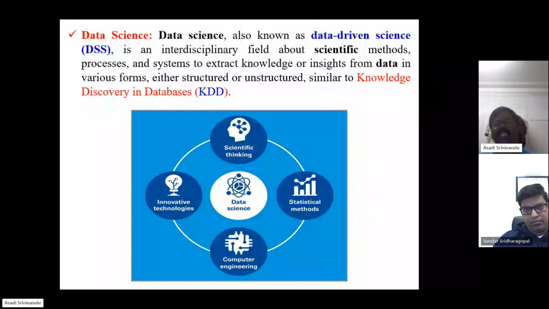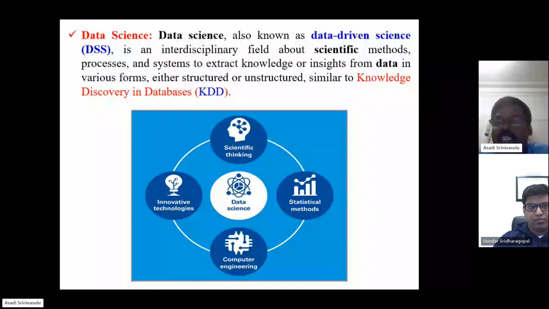So that's why data science is also known as data-driven science, that is called DSS, and it is this interdisciplinary field about scientific methods. And that's why we can call it a KDD process. It involves various kinds of structured, unstructured, semi-structured data. That's why data science uses scientific thinking, statistical methods, computer engineering methods, and innovative technologies.